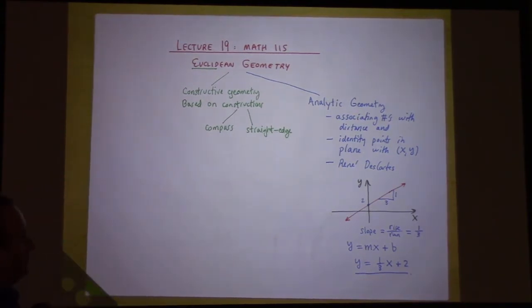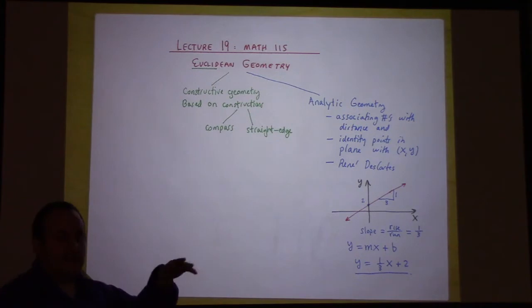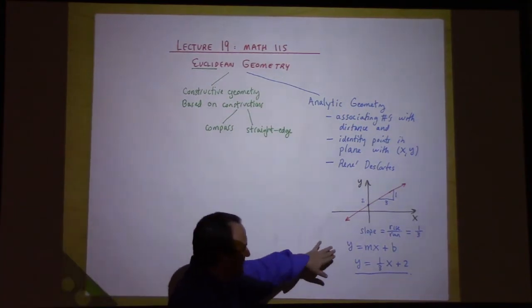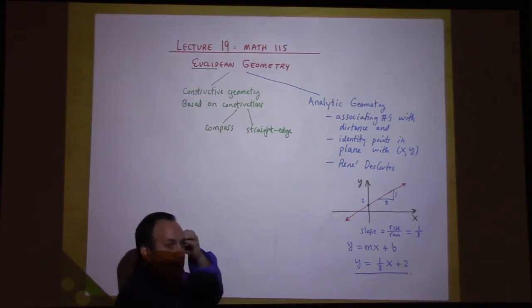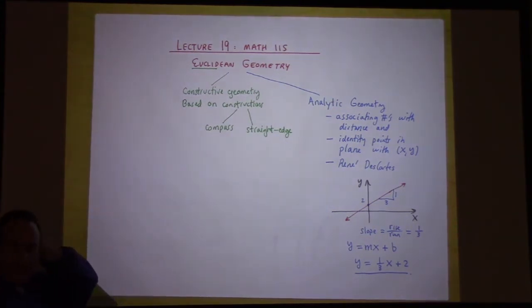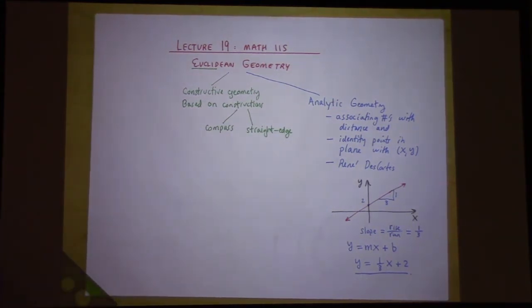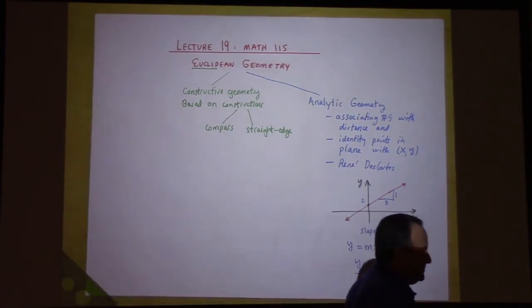That's an example of analytic geometry, because we're using an equation to analyze the geometry. And in that sense, it's analytic. This is not the way Euclid thought about geometry so much. He thought about it more in terms of compass and straight edge construction. So what's a straight edge?